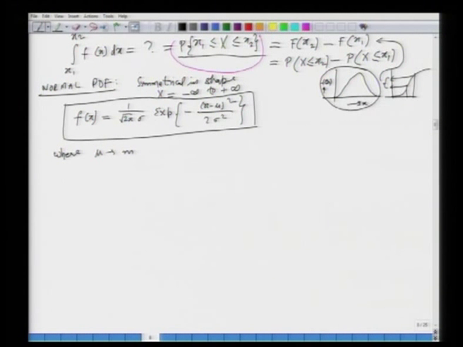Mu is the mean and sigma is what is called the standard deviation. Both of these are called the parameters of the normal distribution or your normal PDF. Now, this is a complicated equation where the range of the variable can go from minus infinity to infinity.